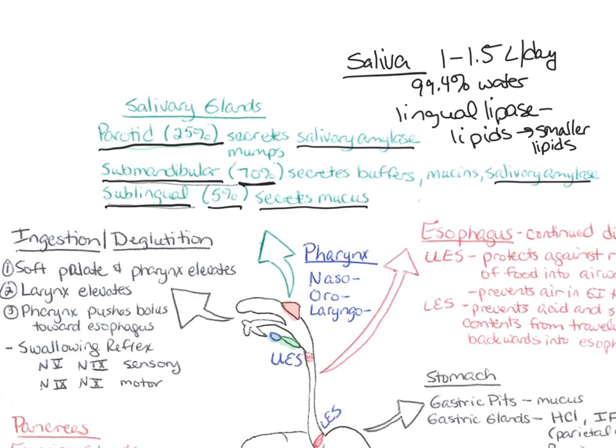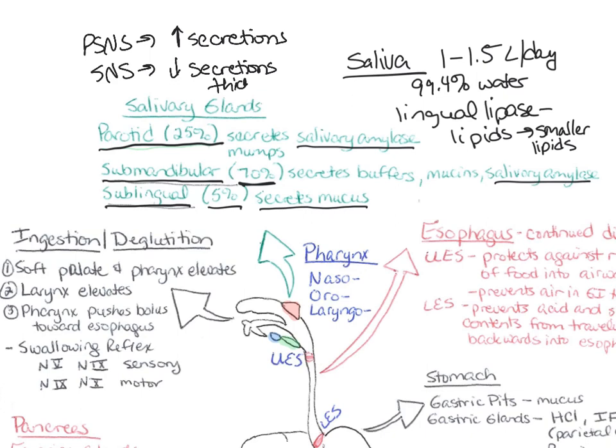So saliva is going to be regulated by the autonomic nervous system. So the parasympathetic nervous system, which is your rest and digest nervous system, it's going to increase salivary secretions, okay? And the sympathetic nervous system, which is your fight or flight nervous system, that is going to decrease the secretion, and any secretions that are being produced will be thick and small. Okay, so not very much and much thicker.